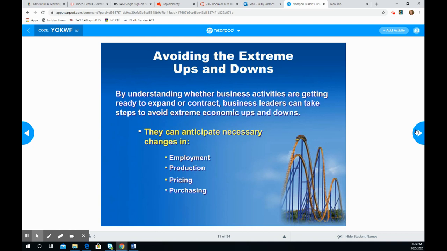Avoiding those extreme ups and downs. So how can we go about avoiding them? By understanding whether business activities are getting ready to expand or contract, those business leaders can take the steps to avoid the extreme economic ups and downs. They can anticipate necessary changes in their employment, the production of their goods, the pricing that they're going to put on those, and the purchasing that's probably going to happen.